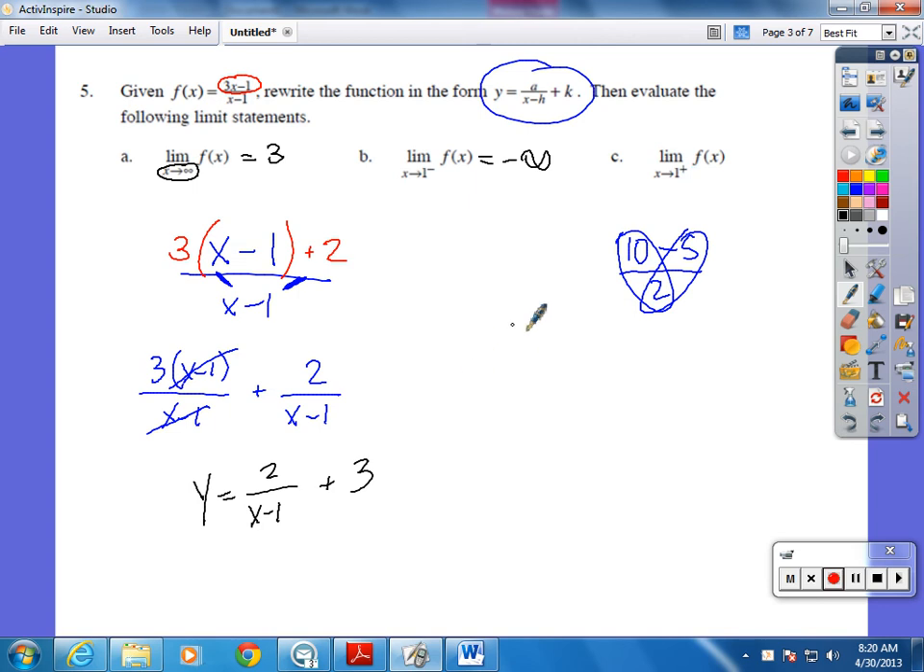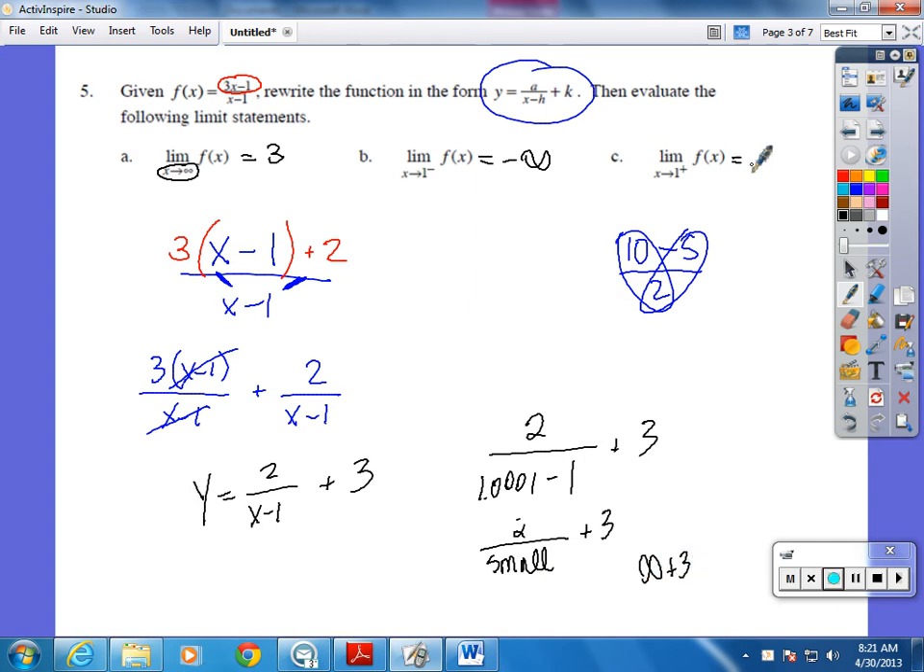Last one here. Okay, we have 2 divided by 1 from the right, which would be a little bit bigger than 1. So 1.0001 minus 1 plus 3. So this 1.0001 minus 1 gives you a small number. So 2 divided by small plus 3. And any number divided by a really small number equals infinity. And infinity plus 3 equals infinity.